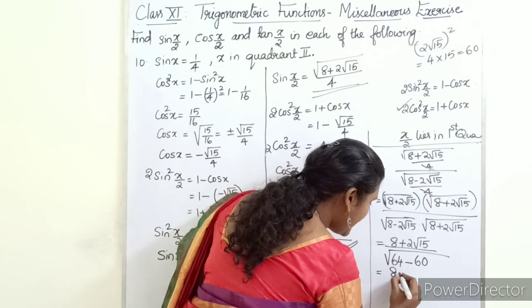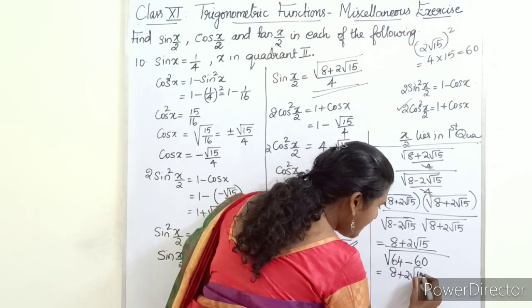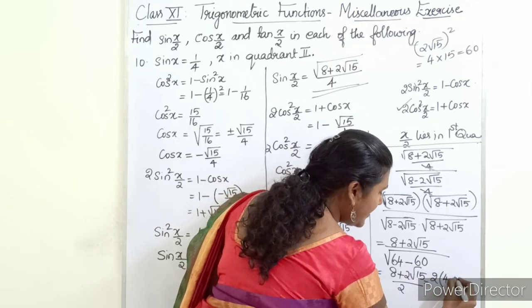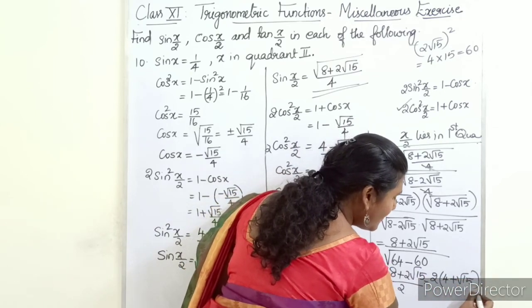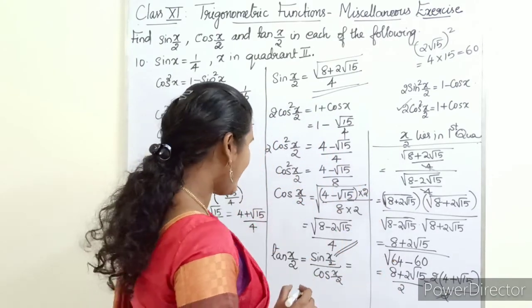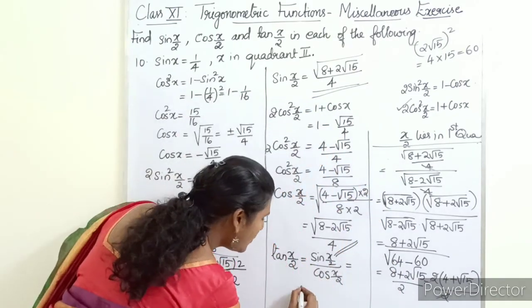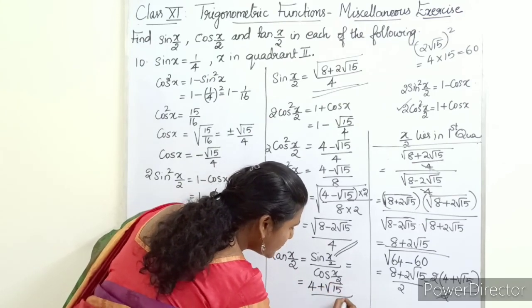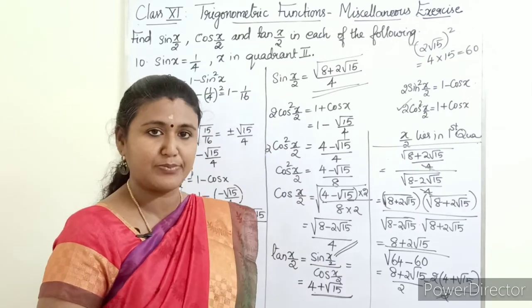So we have (8 plus 2 root 15) by 2. Here we can take 2 common outside from the numerator, so we can cancel the two 2's. Okay. So this is the value of tan x by 2. So tan x by 2 is 4 plus root 15. So this is the value of tan x by 2.